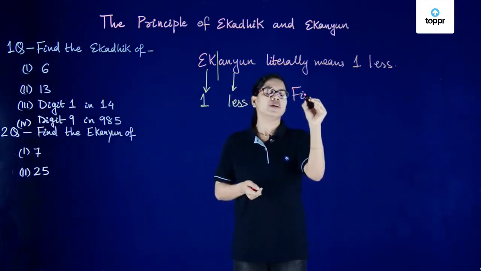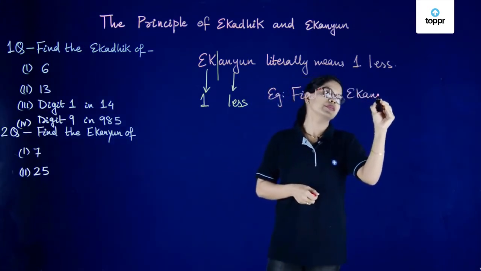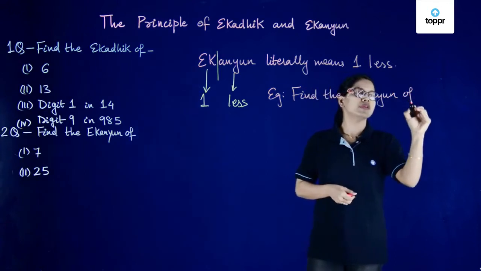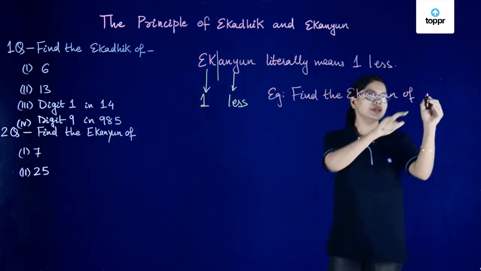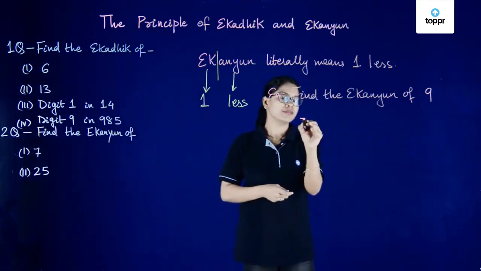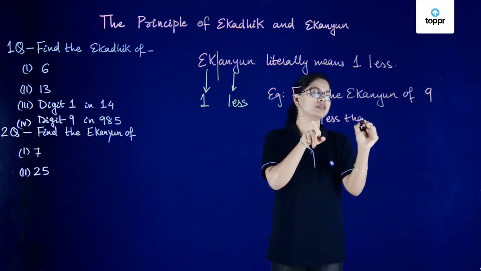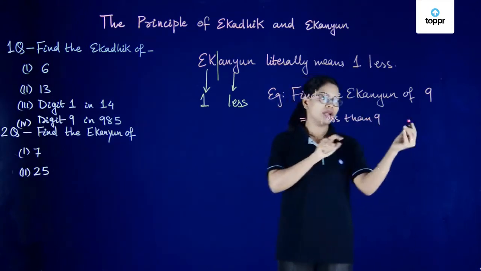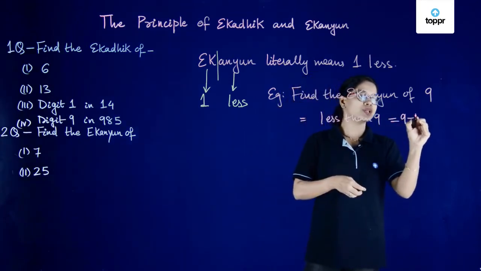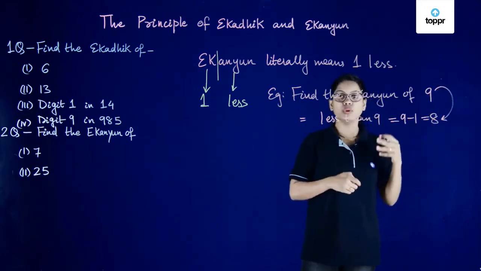So, that makes it very simple now. If we now have to find the Ekanyun of, let's take any number, supposing 9. So, Ekanyun of 9 means 1 less than the number 9. And 1 less than 9 is equal to 9 minus 1, that's equal to 8. So, Ekanyun of 9 is equal to 8.